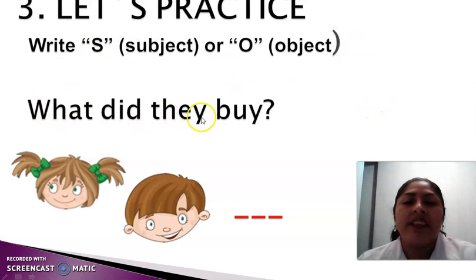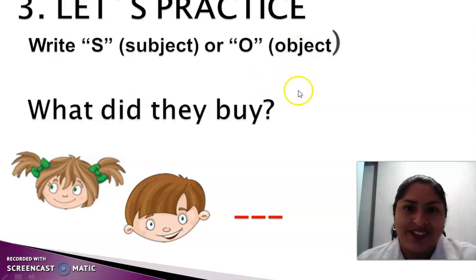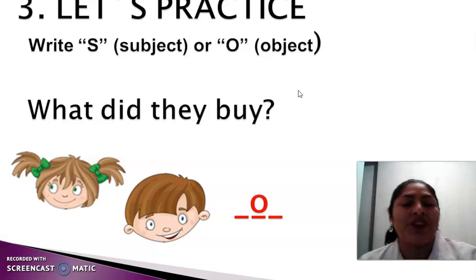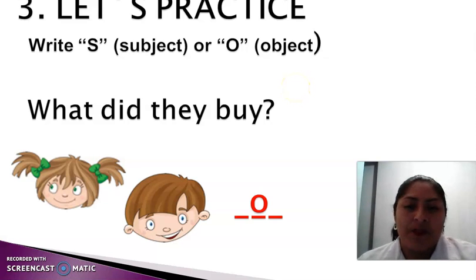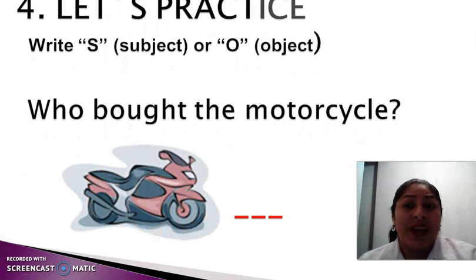Yes. Now here we have another example. What did they buy? You are going to recognize if it is a subject, there aren't auxiliaries. But here there is an auxiliary. Yes, because this is an object question. You are going to recognize very easily if you follow the steps.